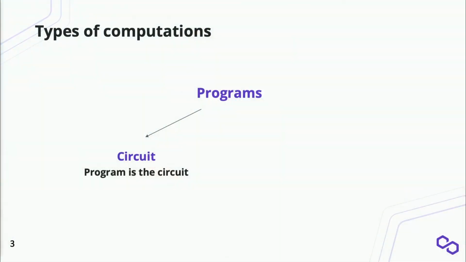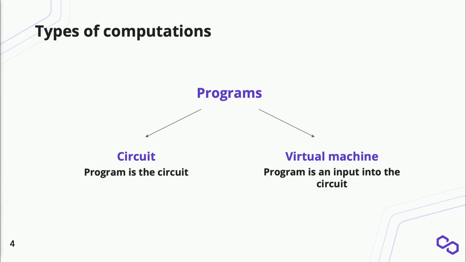I want to go over how there are different ways to think about programs. The first, which has been discussed a lot during this workshop, is the circuit-based model, where a program is the circuit. So you take a program and you translate it into a circuit. The alternative approach is the virtual machine model, or you can think about it as a machine computation, where if you have a virtual machine, the program is actually just the input into the circuit. So you still have a circuit, but the program is the input into that circuit. So there are two very different models of thinking about how computations work. And Miden is a virtual machine, so we're working in this virtual machine model.